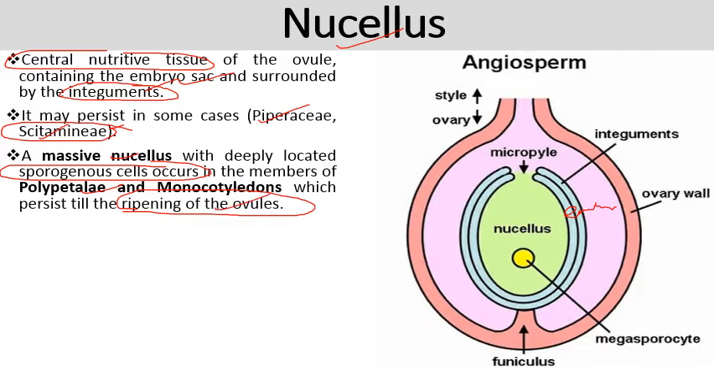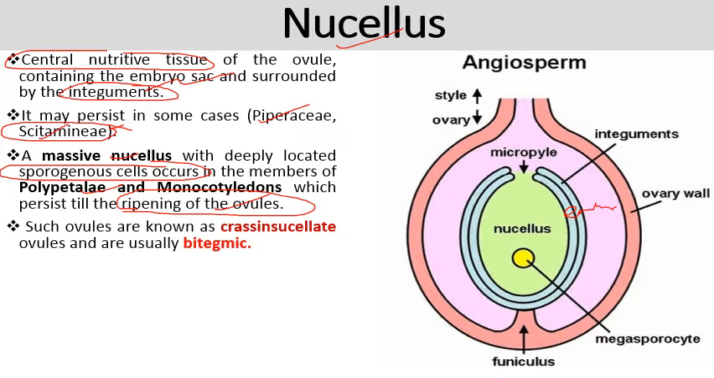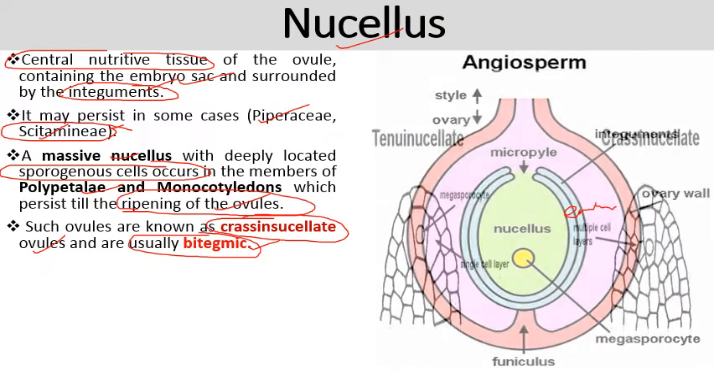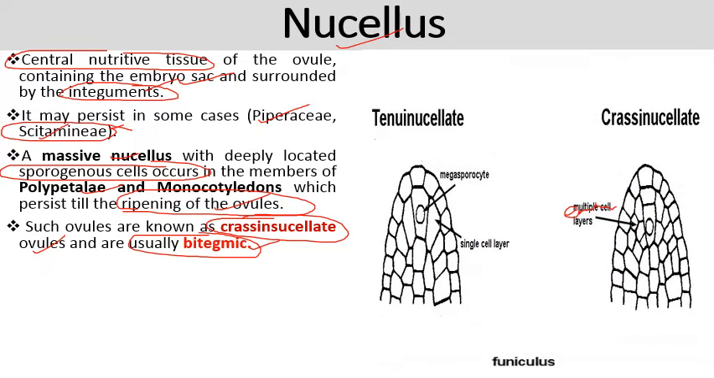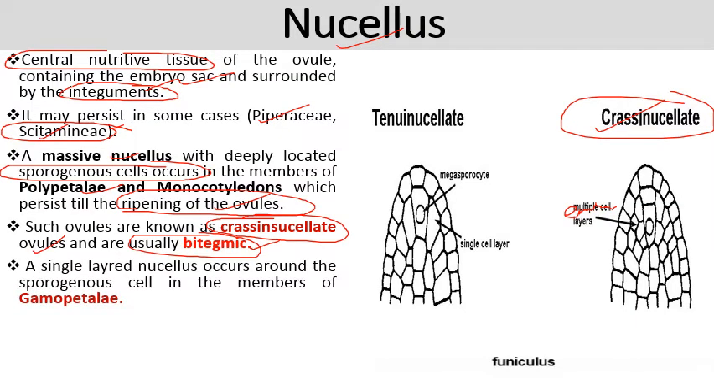जब तक ovule mature न हो जाए तब तक ये रहता है. Such ovules are known as crassinucellate ovules. ऐसे ovules को बोलते हैं crassinucellate ovules, and they are usually bitegmic. It means they bear two integuments. ऐसे ovules में present होते हैं दो integuments. So this type of nucellus is known as crassinucellate type of nucellus.